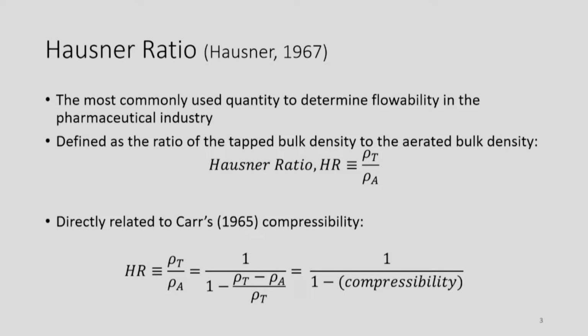This is very commonly used by most of the powder industry. It's not a quantitative indicator of flow, but it gives a qualitative indicator of how well the powder might flow. Using those two values, this Hausner ratio is also related to the Carr index. Has anyone heard about the Carr index? No? Okay, we'll talk about that in the next lecture. The Carr index talks about compressibility, so this Hausner ratio is also directly related to the compressibility of the material.